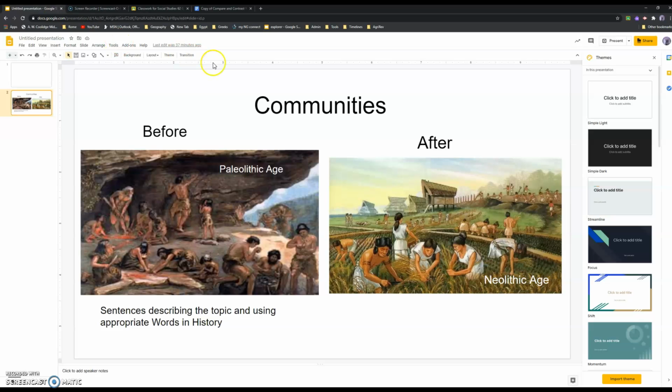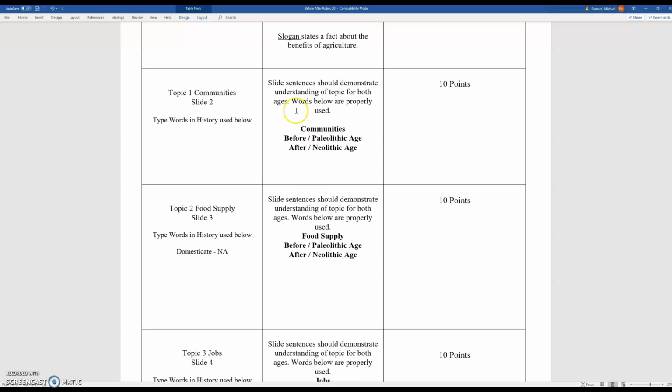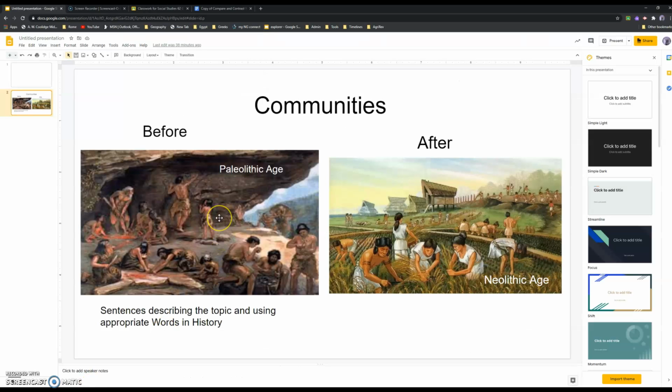Okay? And this one would be the community slide. So I've used the word communities. I've used the word before and after. I've used Paleolithic age and Neolithic age. Alright, you can see that all of that is required by the rubric. And then whatever words in history I'm going to use when I'm talking about communities. Now, I haven't done that here. I want you to do that.